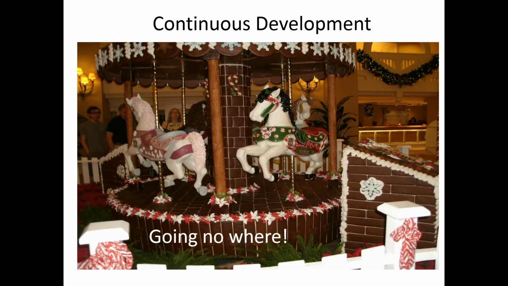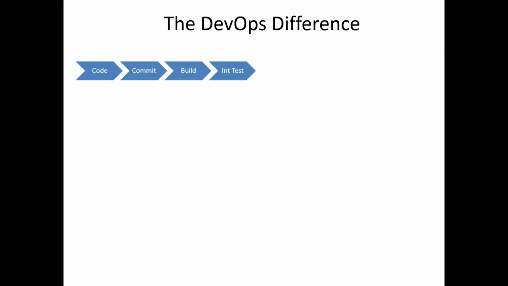So continuous development, it looks like this. I took this picture in St. Augustine. Going nowhere. You know, they develop, they churn through the sprints and keep shelving it. It doesn't go anywhere, the continuous development, right? So what does DevOps add to it?